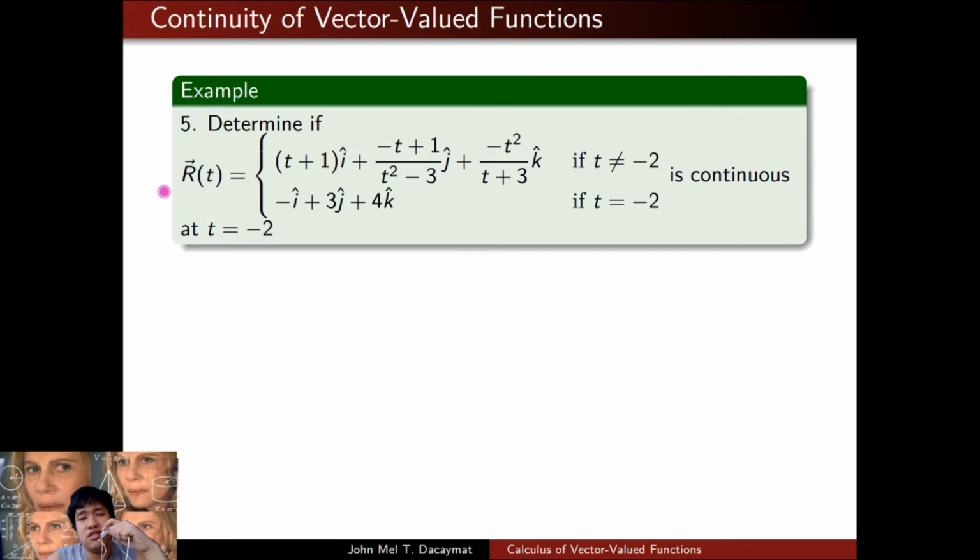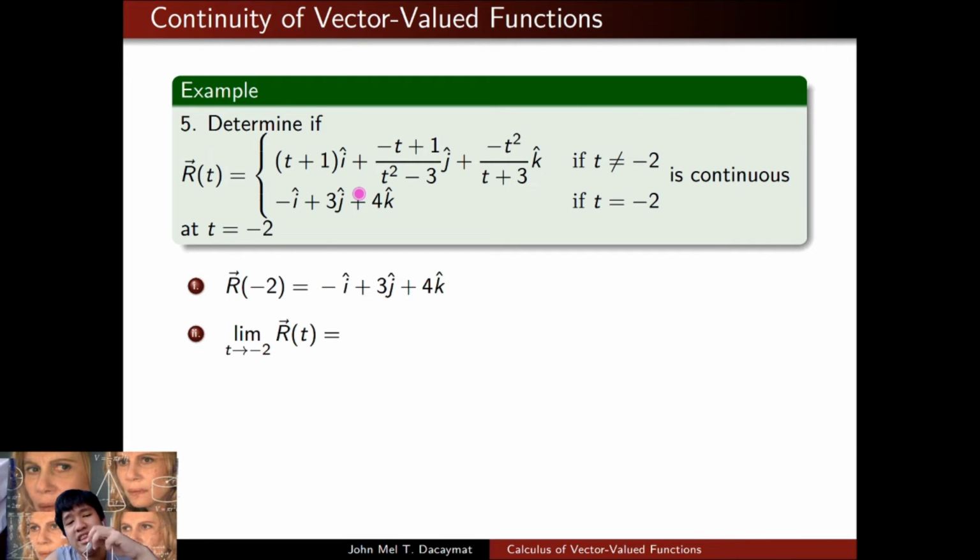Okay, now let's try this one. Another piecewise defined vector valued function. Let's see if this is continuous at t equals -2. First, function value at -2 is explicitly defined. Sabi niya, kapag yung t mo -2, this is your value. No, -1, 3, 4. Yan yun.